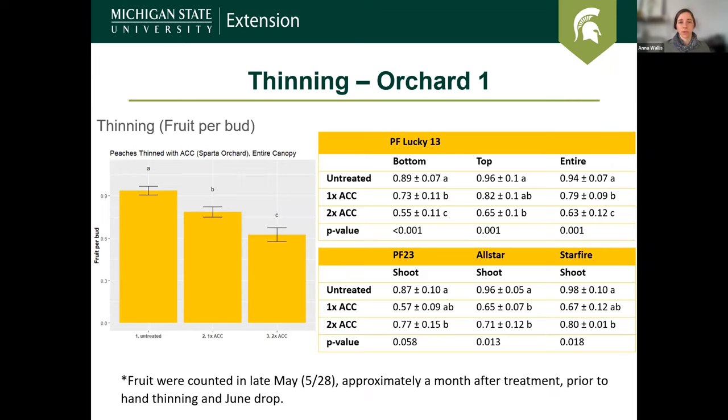So the data looking at the thinning effects, looking at the graph on the right, this is just PF Lucky 13. We did this in four different cultivars on the first commercial orchard. And you can see there was a really nice dose effect to the number of treatments that were applied and the amount of thinning. And then we also did that in three other cultivars, so PF23, All-Star, and Starfire, and we had a similar rate effect or dose effect with the number of treatments that were applied.